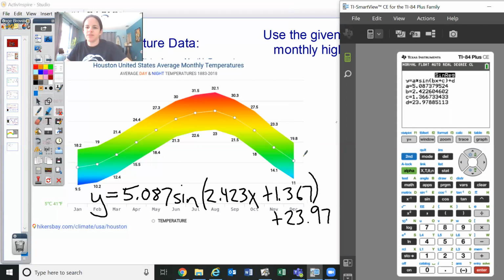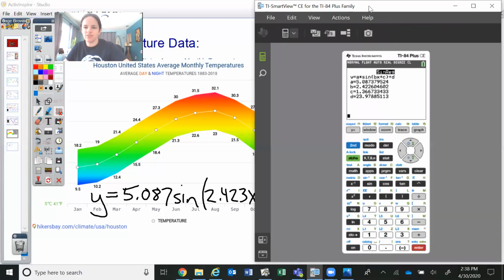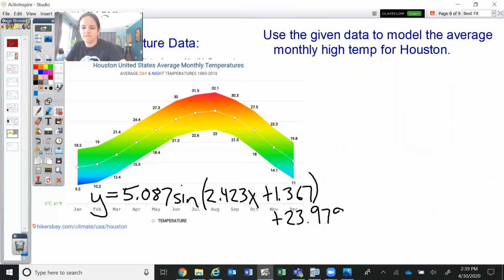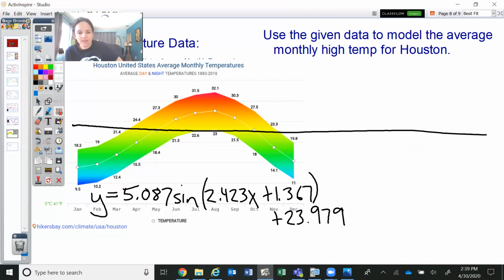And then once we've grabbed all those numbers, I no longer need to show you my calculator. Then that would be the answer to the problem, as long as that's all at once. So we know that 23.979, which would be about right there, is the principal axis on the graph. That seems to make sense. And the amplitude would be about 5.087, which means from that we're going about 5.087 up, and we're going about 5.087 down to get to the minimum max temperature per month.